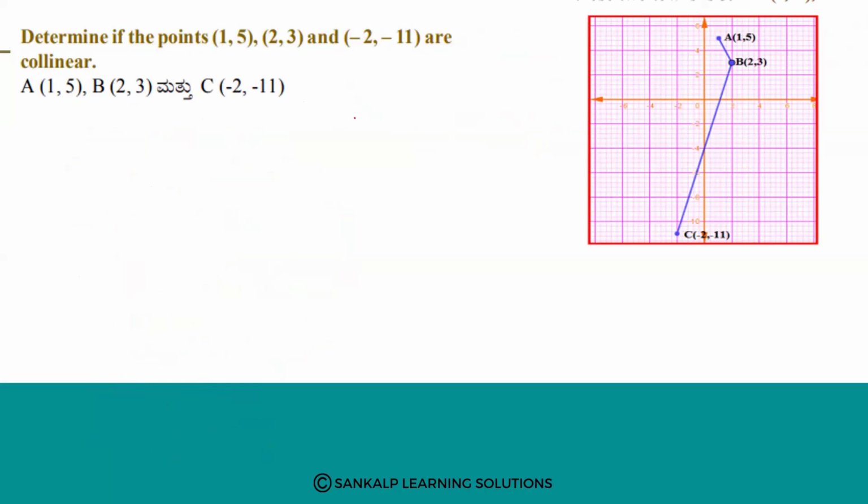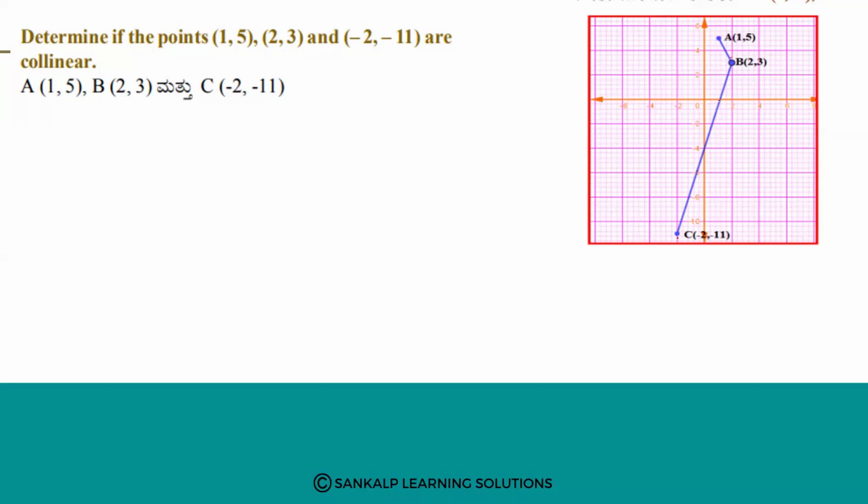Okay. So whether they are collinear or not, we have to find out. So this is A, B. When you plot these points on the graph, you will get the graph like this. So this is A, this is B, this is C.